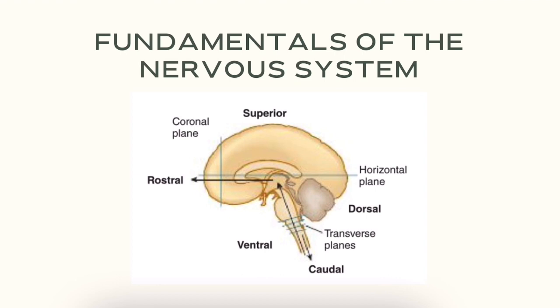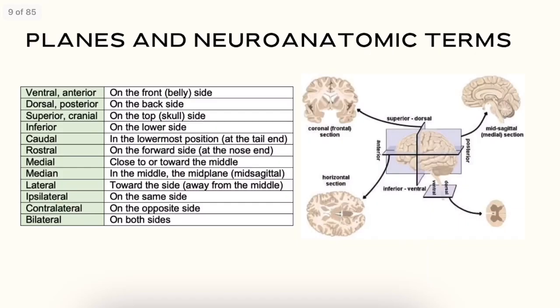Alright, let's start with the fundamentals of the nervous system. We're going to be first talking about the planes and the neuroanatomic terms. I have summarized it on this table here on the side. When we say ventral or anterior, ventral meaning something on the front or the belly side, that means it's anterior. When we say something is dorsal, that is on the back side, or something that's posterior. When we talk about something that is superior or cranial, that means it's going up. When something is going inferior, that's just going to be the opposite, it's going down.